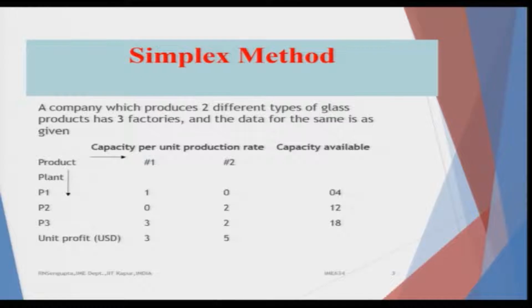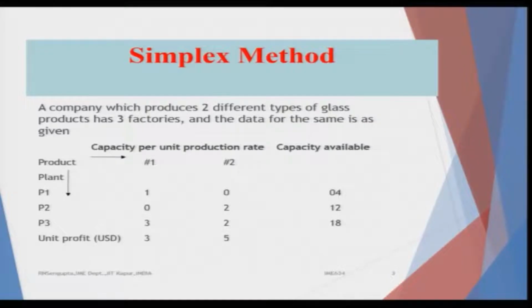Now, let us consider a problem, and we will also consider its duality later on. A company has 2 different types of glass products, and it has 3 factories. So there are 2 decision variables here and 3 constraints. Now I will be switching from solving the primal problem to the dual one. The concept of solving remains the same, but the formulation is what is important.